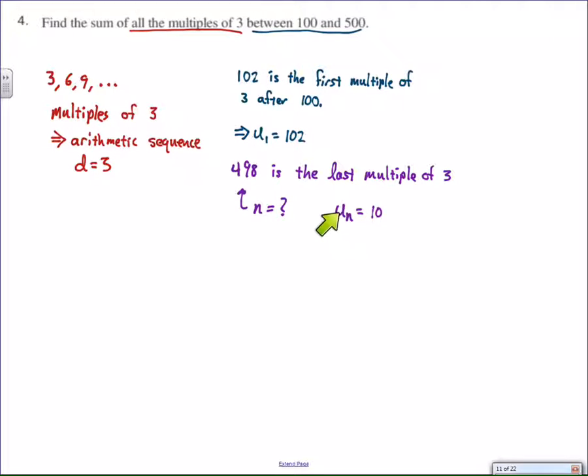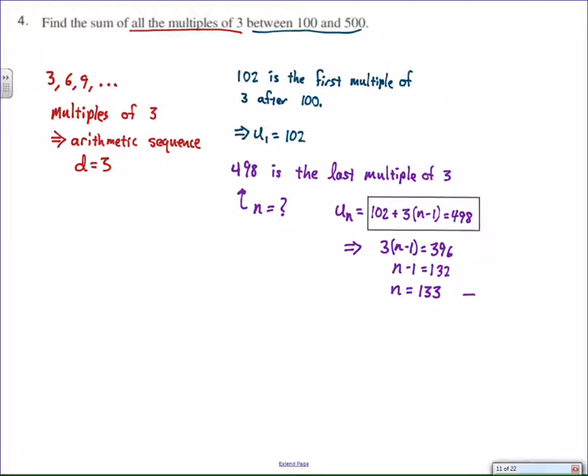So what I can do is use my general form of arithmetic sequences to say that the u sub nth term can be calculated by the first term, 102, plus the common difference 3, times n minus 1, and I do know that the nth term in my specific sequence is going to be 498. So I set this expression equal to 498, do some simple algebra, and find that n equals 133. That is to say, there are 133 multiples of 3 between 100 and 500.